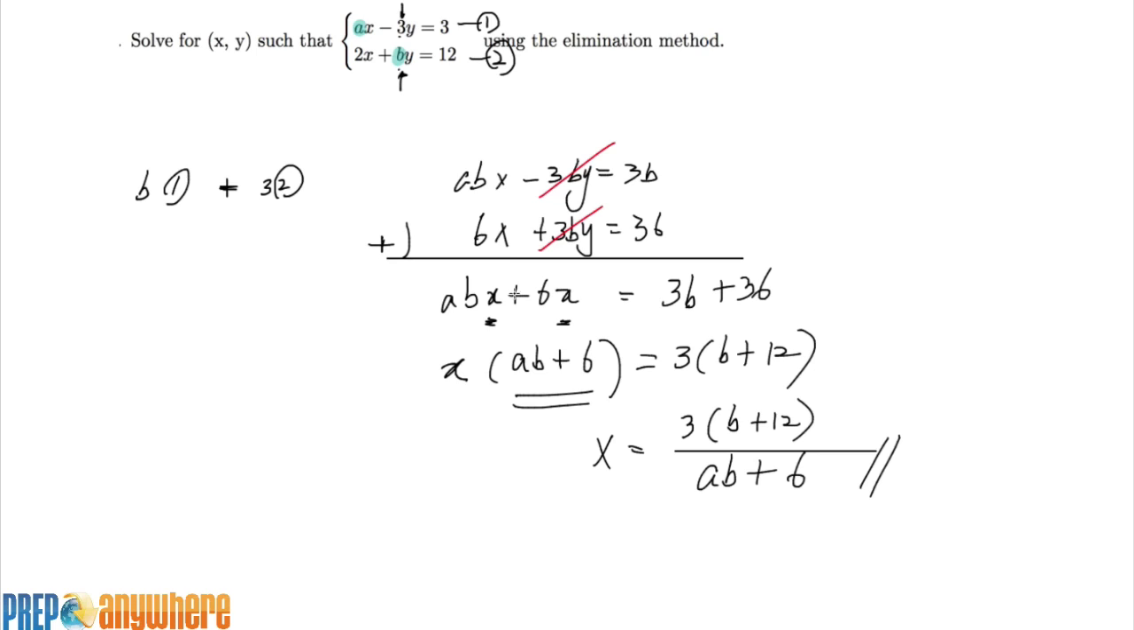Often though, in textbooks and so on, they try to give you an arrangement of a and b so that it cancels out and becomes something nicer, but the procedure is exactly the same. Now for y, let's plug in the x value in equation 1. Let's call this 3. Let's plug that into equation 1. So we have ax, and instead of x, I'm going to plug in what we just found.